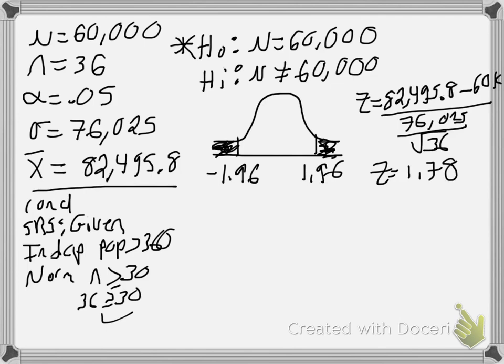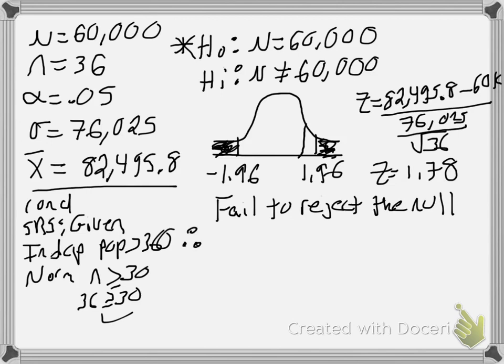All right, where's 1.78? Well, 1.78 is somewhere like around here. So is that in a critical area? Is that in a shaded area? No. So our decision is to fail to reject the null. In shaded, reject. Not in shaded, fail to reject. Okay. Therefore, okay, we reject, we have evidence. We fail to reject, we don't have enough evidence.